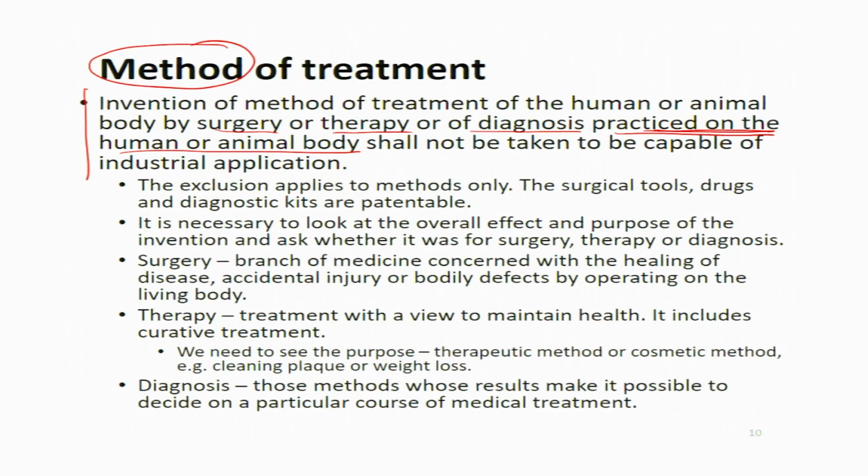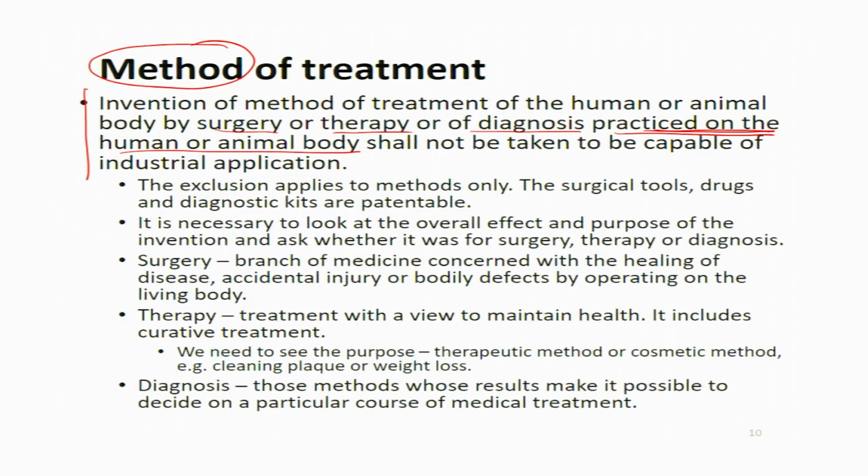How do we decide whether the method in question is a method of treatment? We will have to see the effect of that method and compare it with surgery, therapy, diagnosis. If that method produces a result similar to surgery, it is a method of treatment. If the method produces a result similar to therapy, it is a method of treatment. And therefore, we need to understand the definition of these three terms. Surgery is the branch of medicine concerned with the healing of disease, accidental injury or bodily defects by operating on the living body.